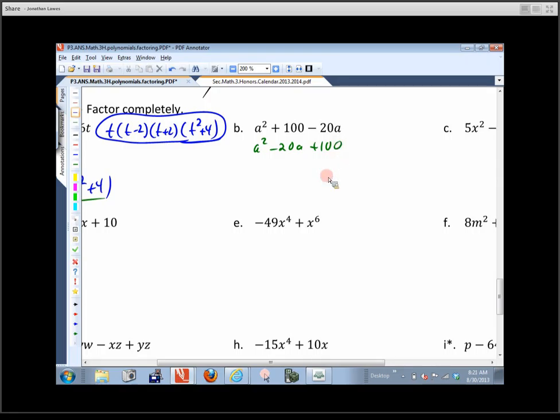And Lynn, what's the first rule in factoring? Do we have any common factors? Is there anything common to every one of them? Nope.